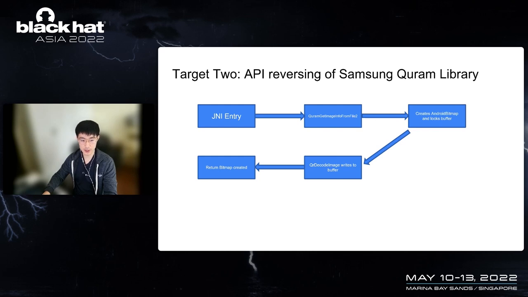So to summarize, you can see the calls from the JNI entry to QRM get image info from file, and it creates the Android bitmap and locks the buffer, and the QR decode image writes to the buffer, and finally the bitmap is returned.